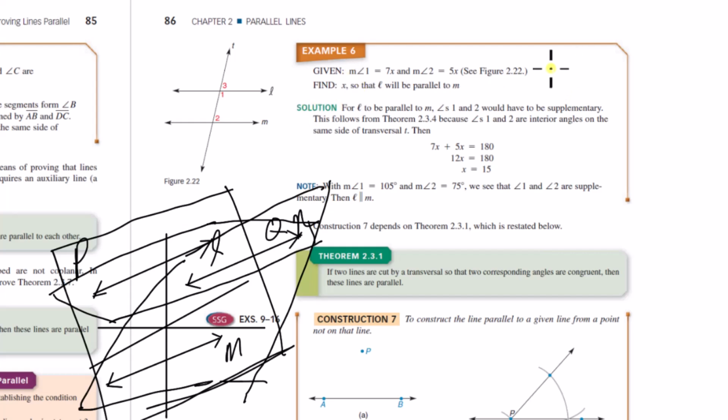So you need 180 minus the measure of angle 1, which is 7x, to be equal to the measure of angle 2, which they give us as 5x. So 7 plus 5 is 12, and then 180 divided by 12 is 15.